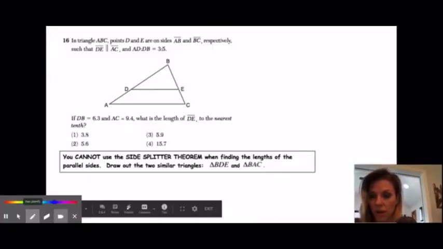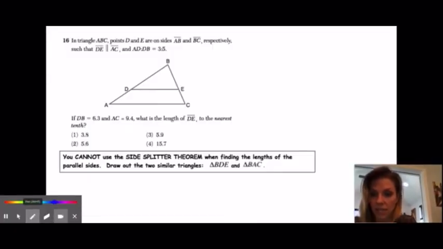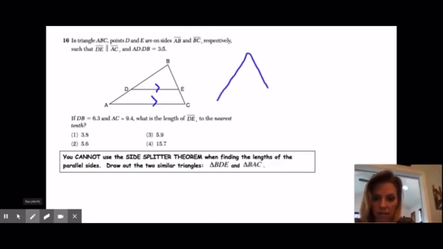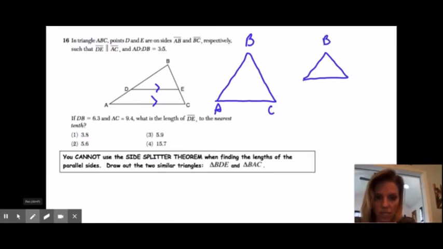So this one says we have triangle ABC, points D and E are on sides AB and BC respectively, such that DE and AC are parallel. And again, the reason they're telling you they're parallel is because when you have overlapping triangles, you're going to get similar triangles. I'm going to redraw. So I have my big guy here, which is triangle ACB. And I have the smaller one here, which is triangle BDE.